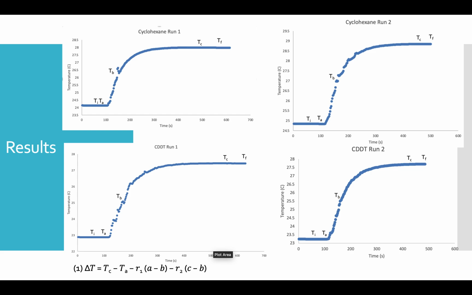TB is the point at which the system has undergone 60% of its total energy change. TC is the maximum temperature reached, and TF is 90 seconds after the maximum temperature reading. At the bottom of the slide, equation 1 shows how these points come together to give the temperature change during the run, with R1 and R2 representing the slopes between points TI and TA and points TC and TF respectively. The calculated results are on the next slide.